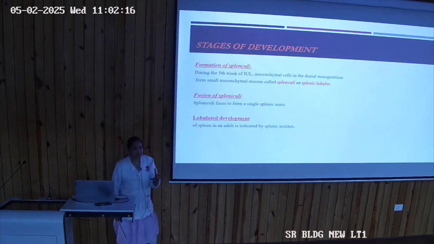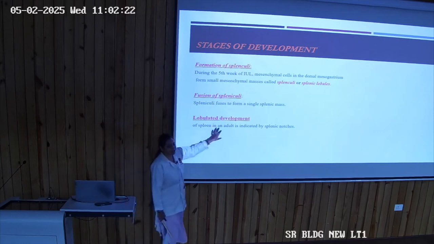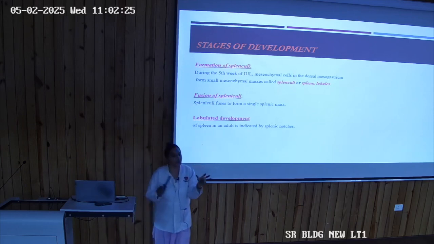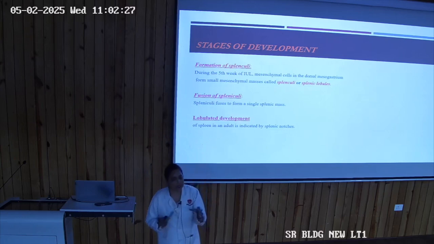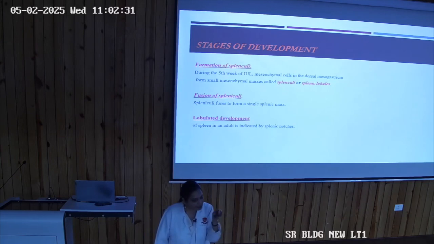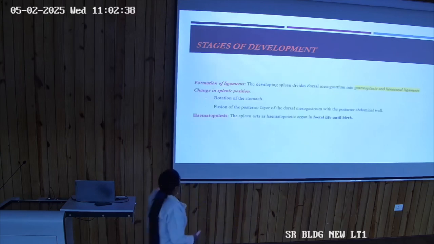In an adult spleen, there are notches that you are going to notice on the borders, on the superior border. These notches basically signify the union of these lobulated masses. The spleen is fusing from small masses, so where will this fusion be denoted? Where its notches form. So basically, lobulated development is denoted by the splenic notches.